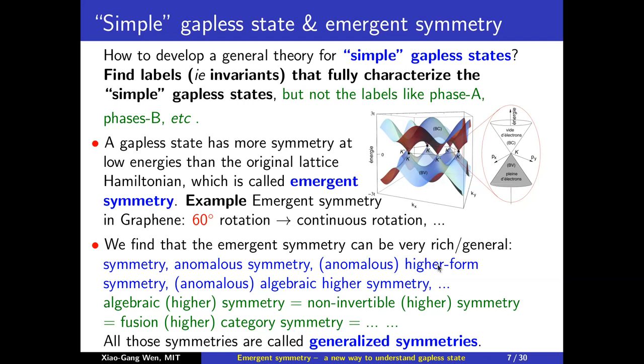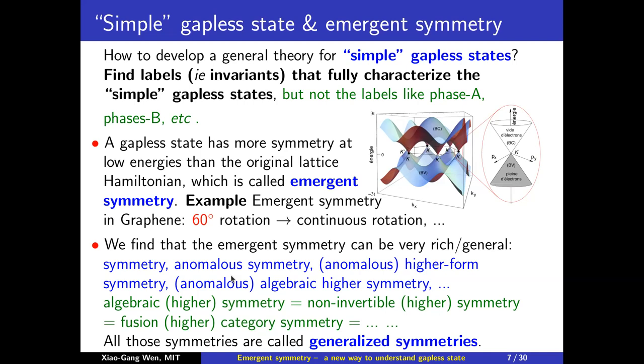Maybe some symmetry is not described by a group, but by another thing called a higher group, some weird mathematical thing. And even that is not enough. There's also so-called algebraic higher symmetry. I mean, even higher groups don't describe them. Something beyond the higher group. And this algebraic higher symmetry can also be anomalous. So there's all kinds of weird symmetry which can be emergent.